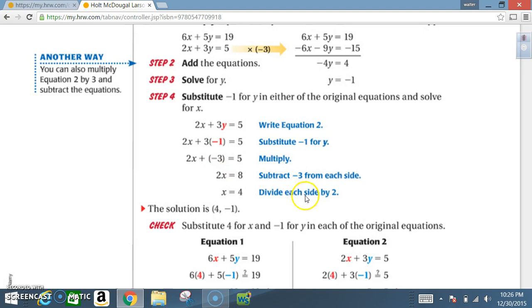Next step, divide each side by 2. And when I do that, 2 divided by 2 is 1, so I'm left with 1x, and then 8 divided by 2 is 4. So x is equal to 4. So the solution to our system is (4, -1).